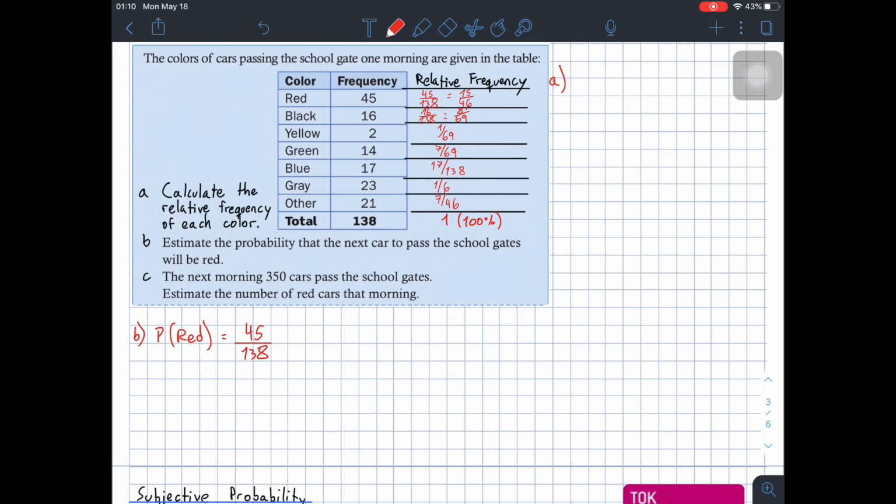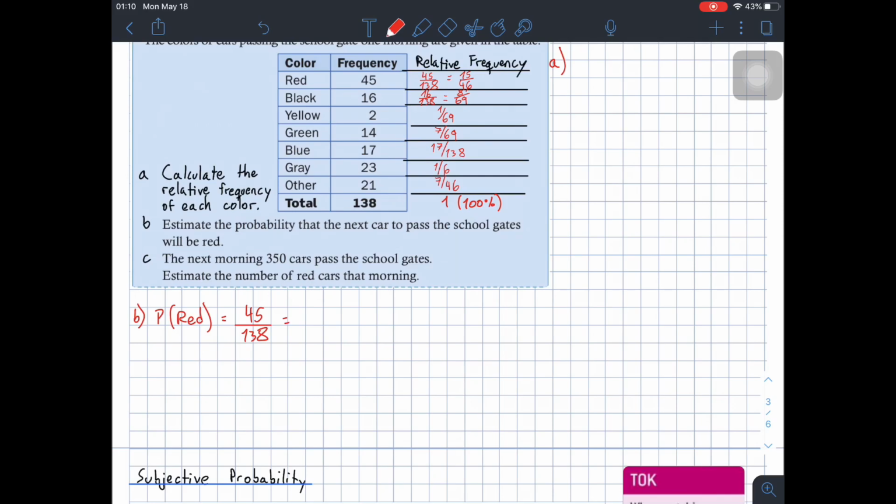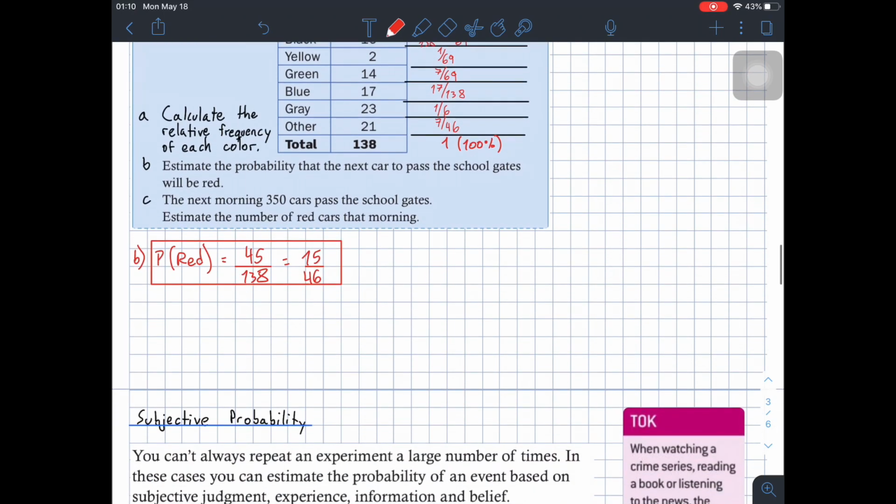So we can simplify this, and we would get as a result 15 over 46. And that is the probability of obtaining a red car, okay? You can write it as a decimal, as a percentage, however you want, but it's easier to work with fractions.